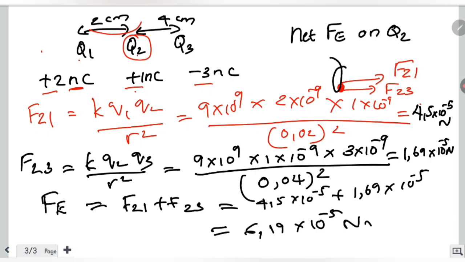Now if you want the direction, look at it, these two are to the right. Okay, so since both of them are to the right, the resultant is also to the right. Okay, so the answer is right. So this is how we calculate electrostatic force if you have 3 charges and that's in 1 dimension.